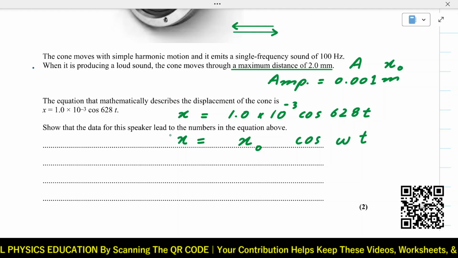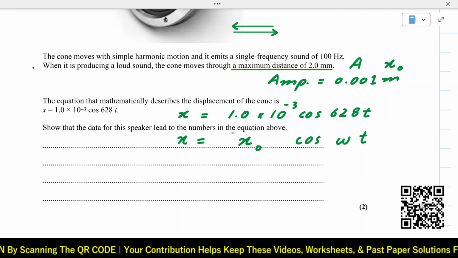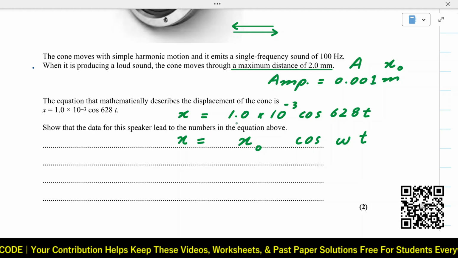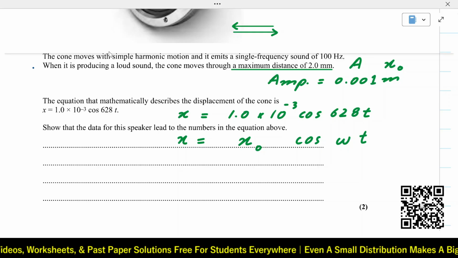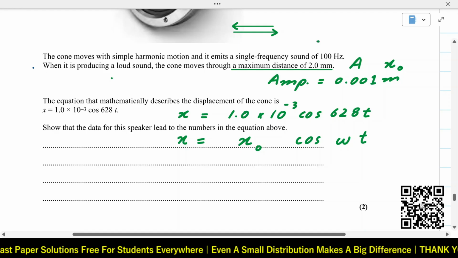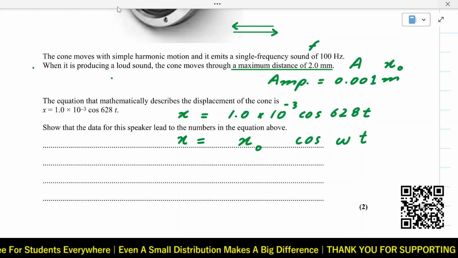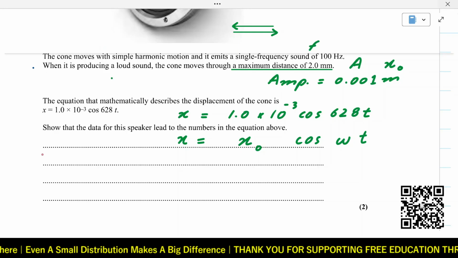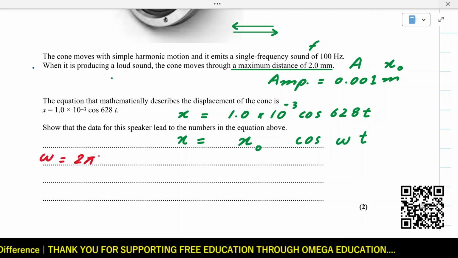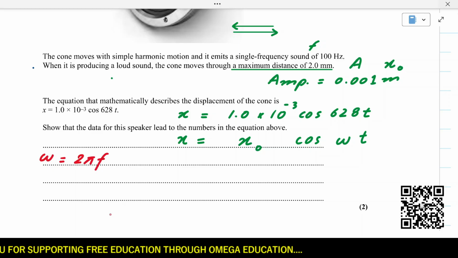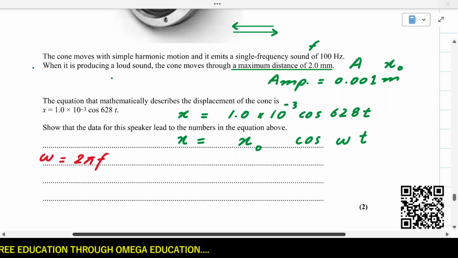Show that the data for this figure lead to the numbers in the equation above. Okay, so the frequency was given already, 100 Hertz. Let's start off with the frequency. We know angular frequency equals 2 pi f, one of the formulas. Another thing we know is the maximum displacement, aka the amplitude, which is 1 millimeter.